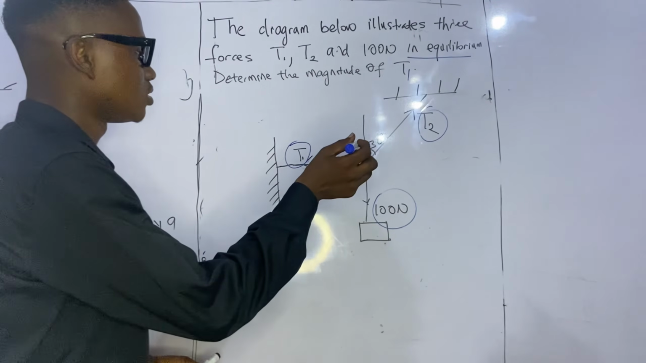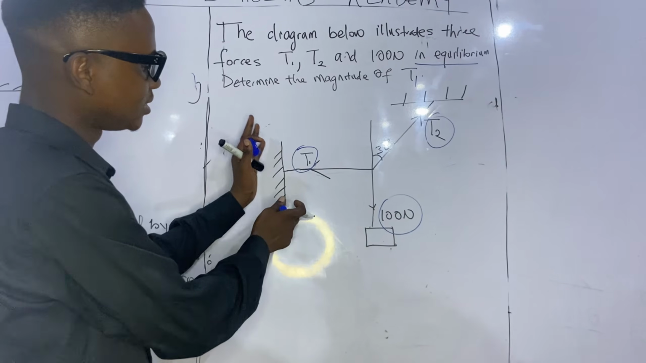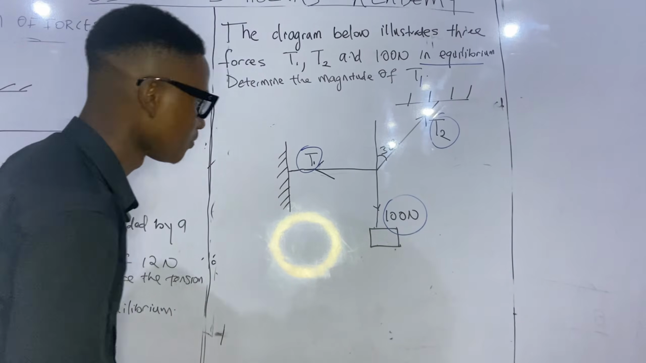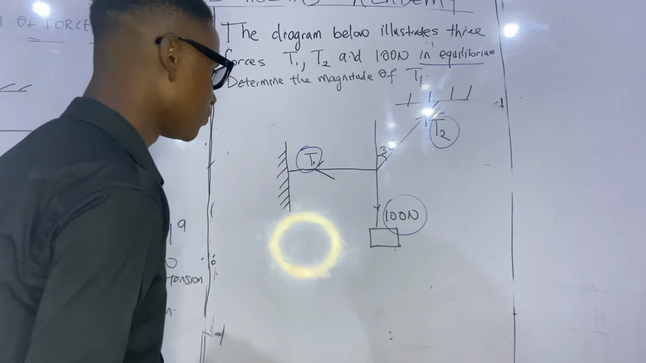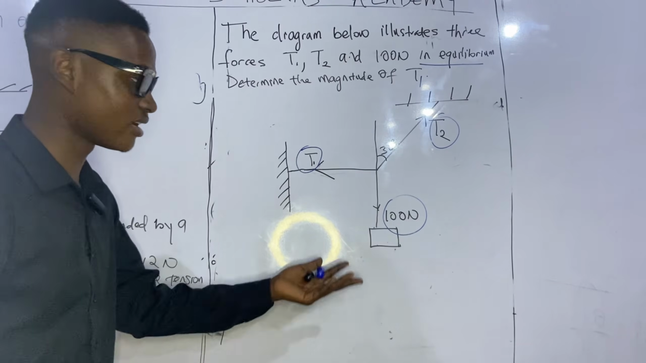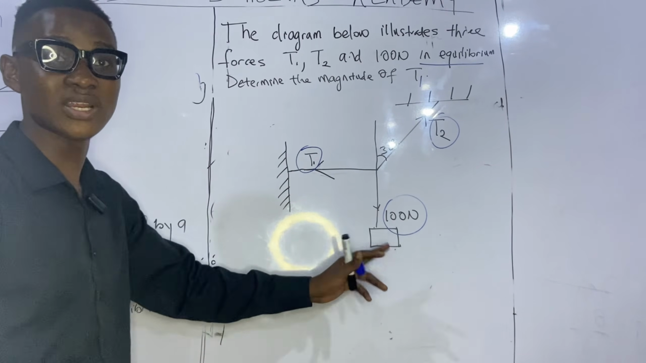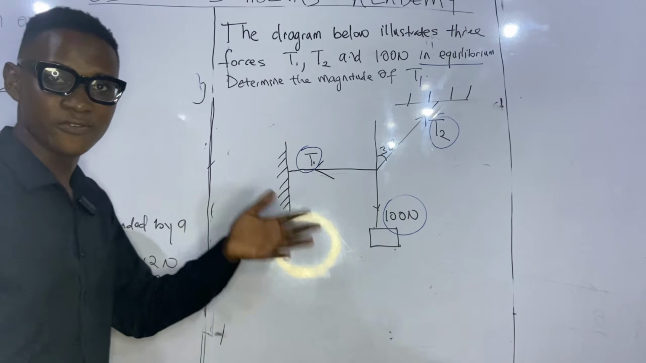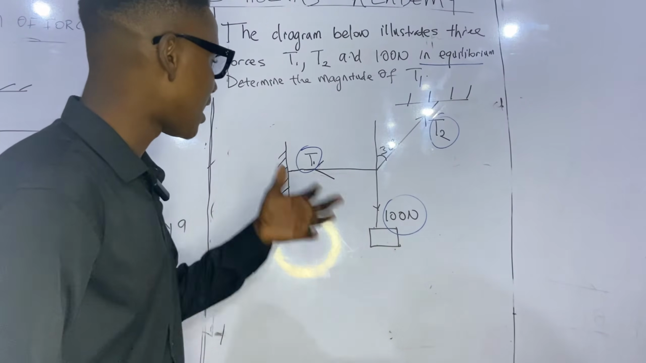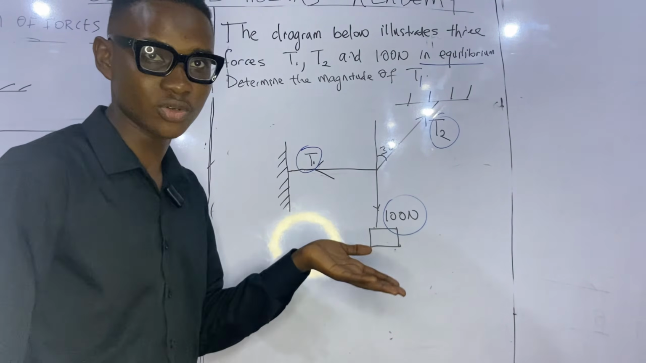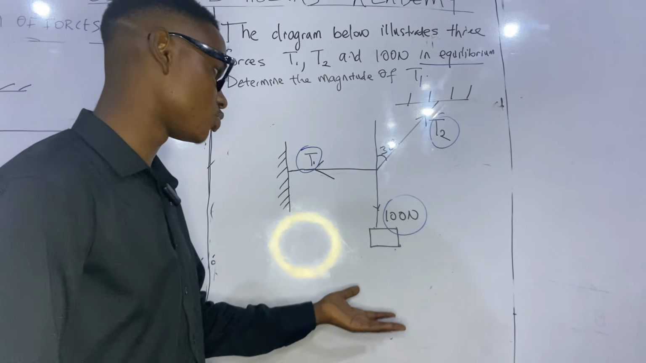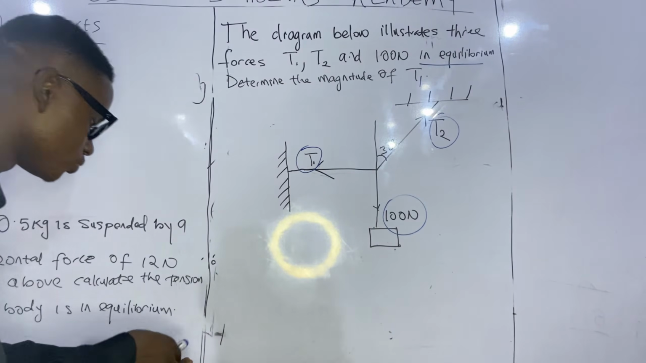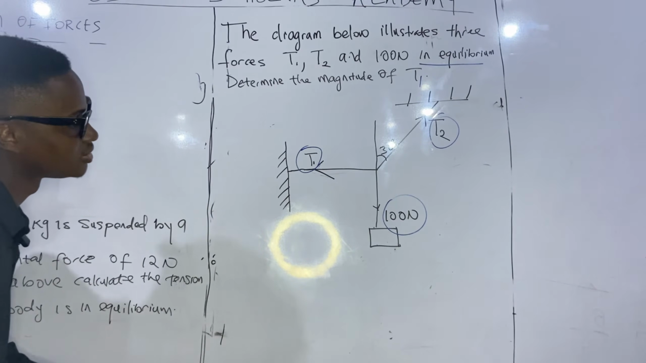Now, this T2 and this T1 are just like walls or hold fasts. As simple as that. To represent these three forces in a triangle, if you look at this diagram, you know that this 100 Newton is the equilibrant. The force that is going in a whole different direction is the equilibrant. It's easy to know the equilibrant. 100 Newton is obviously the equilibrant. So let's draw the triangle.